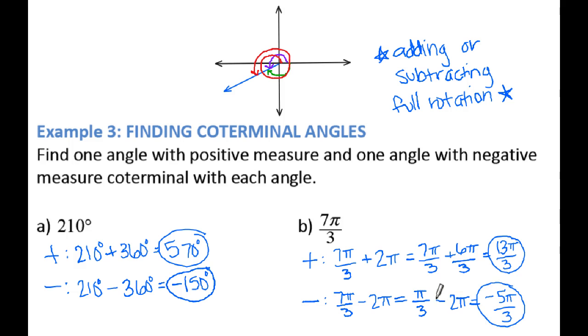So there's an infinite amount of answers that you can have, because we can keep adding 2 pi if we want to, and we can keep subtracting 2 pi if you want to. But we have these two solutions over here for positives and negatives.